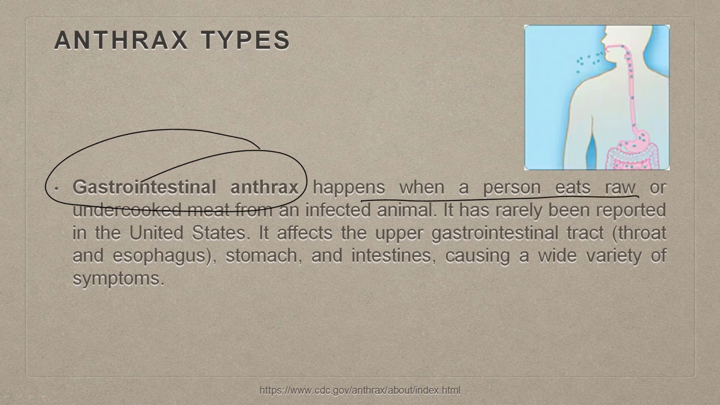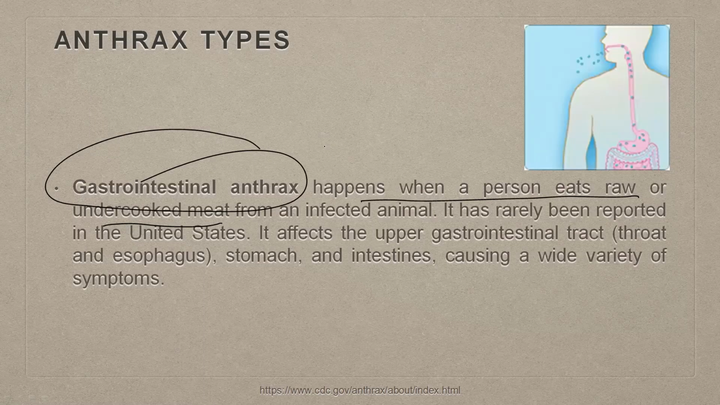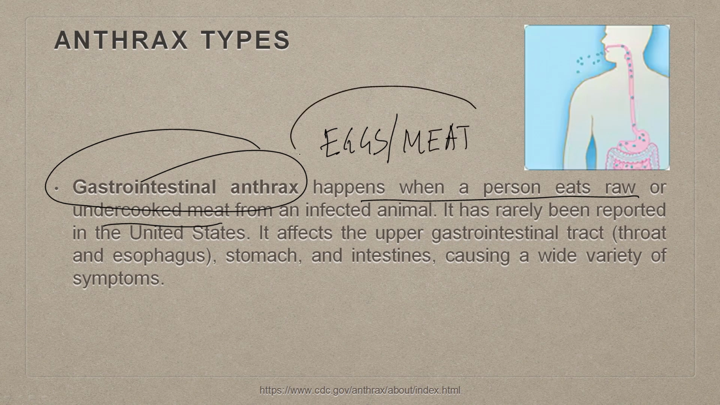The third is the gastrointestinal type. It happens when a person eats raw or undercooked meat. As I was telling you, it can get into the GI tract, provided the meat you are eating is contaminated with anthrax. It can be directly from the animal. So be very careful with any animal product like eggs and meat. It should be thoroughly cooked, because when you are cooking, you are breaking down the spores or any active pathogen in it. If it is undercooked, there is always a possibility that this may happen.